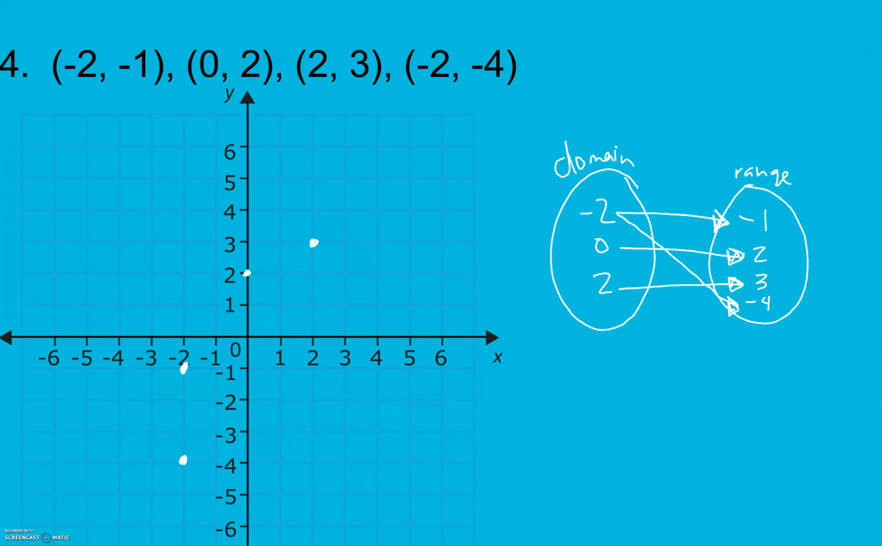Now we need to determine, is this a function? No. Here, -2 goes to -1 and -2 goes to -4. Here I can see, and here I can see. Because this has two arrows, it means it's going to two different values. So it is not a function.